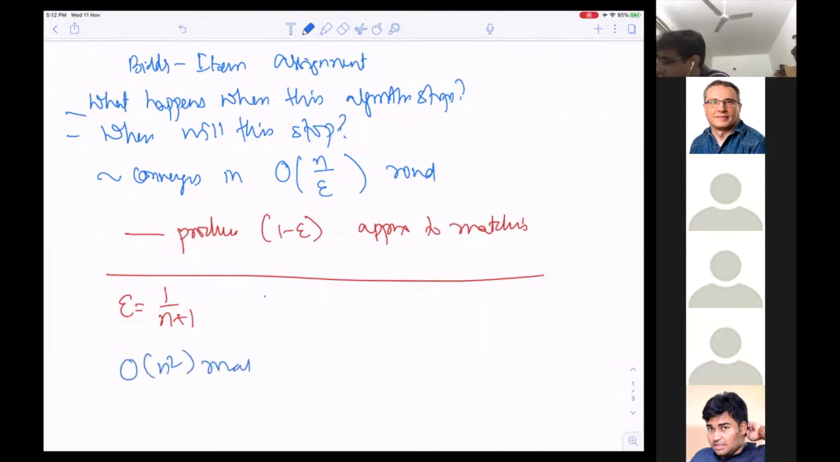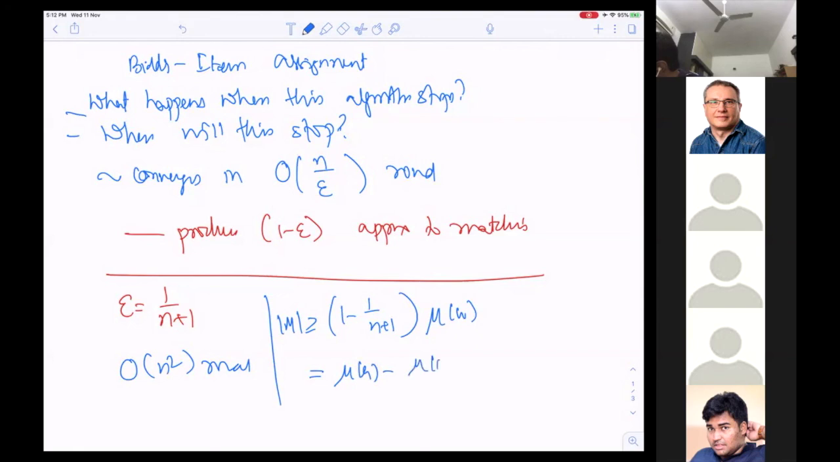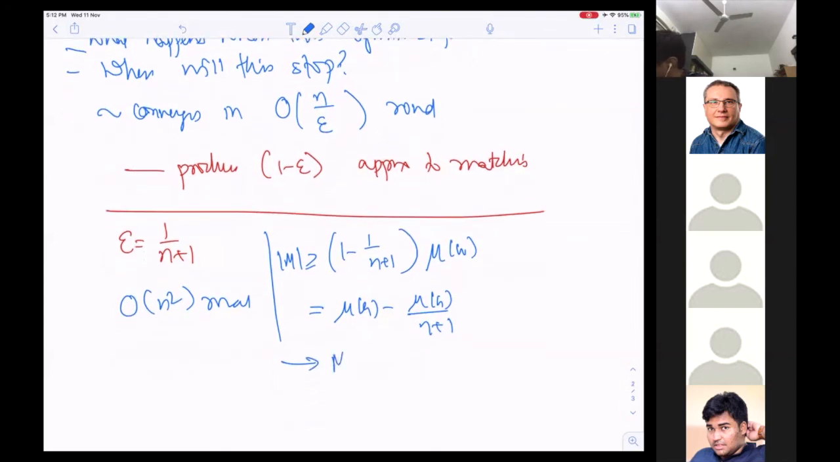That's fine. But at the end, what will I produce? Say mu g is the maximum size matching. I'm going to produce a matching whose size is at least mu g minus mu g by n plus 1. But this is less than or equal to 1, so this implies that M is a maximum matching. So actually it's an alternate algorithm for maximum matching.